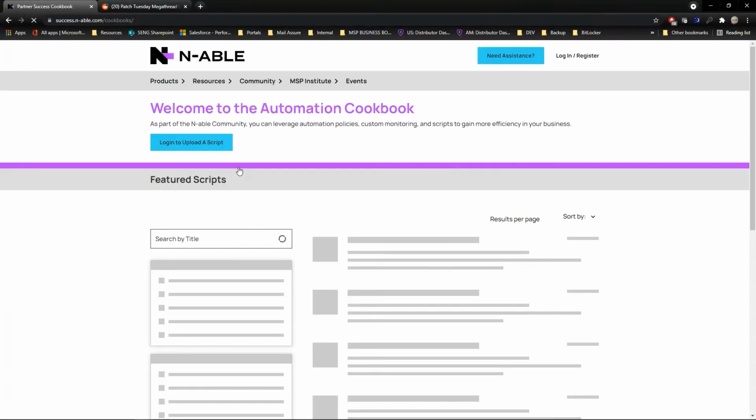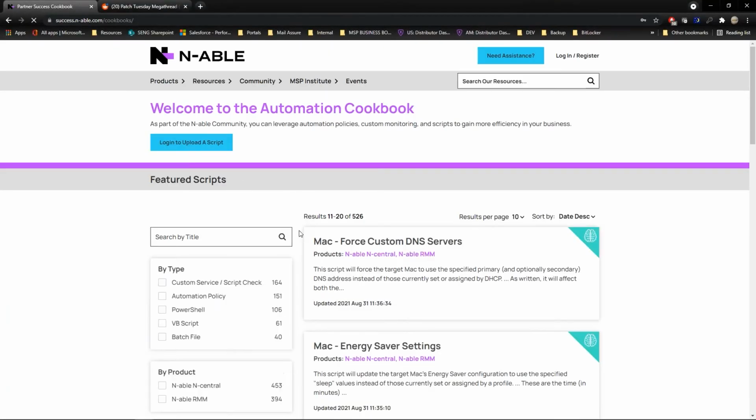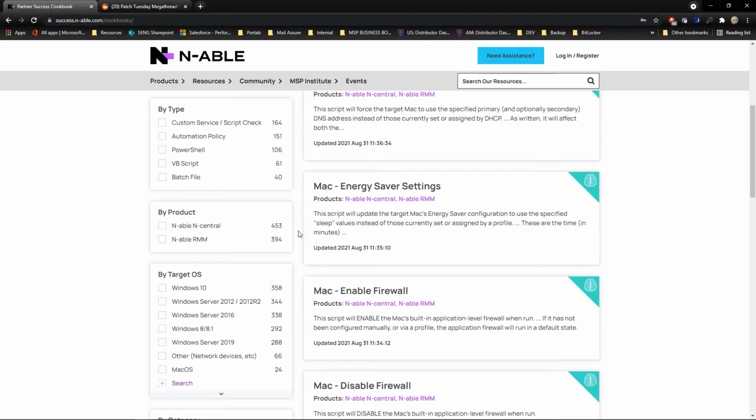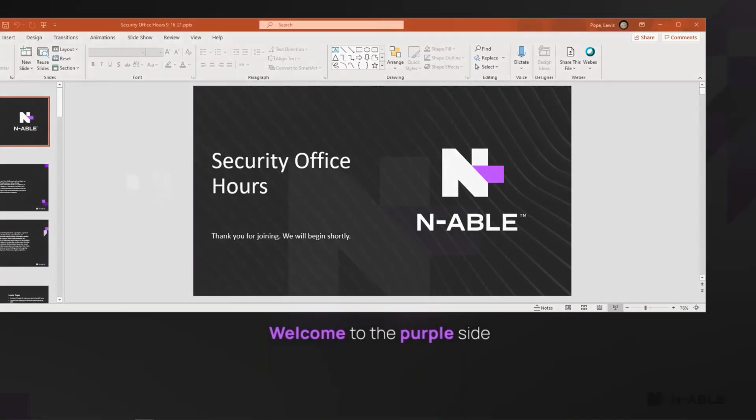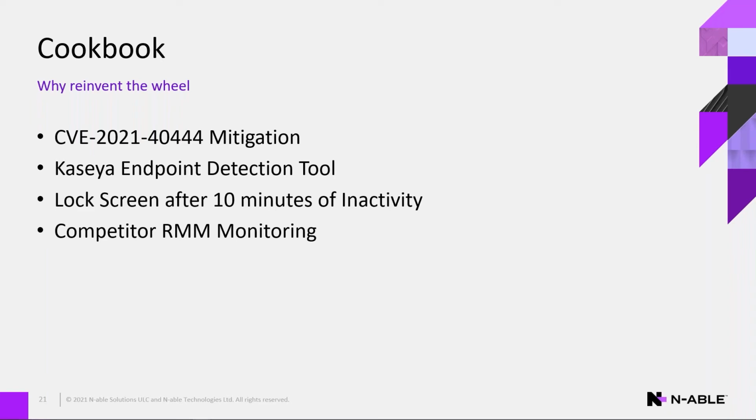But the cookbook is a collection of scripts and tasks that the sales engineers, the head nerds, our partners have thrown together to solve specific problems, specific situations, specific issues that aren't part of a default option inside of RMM or in Central.